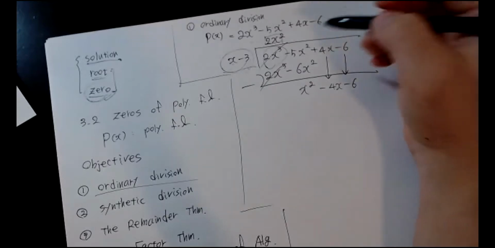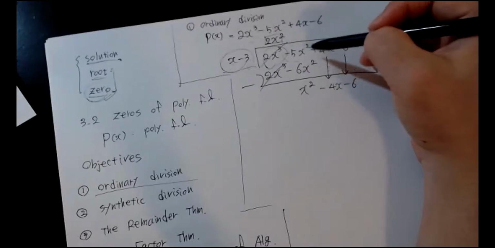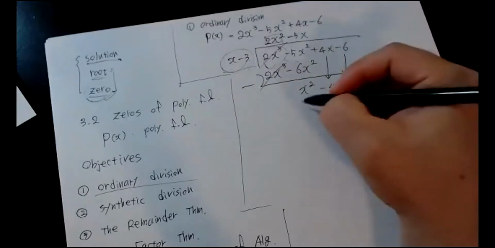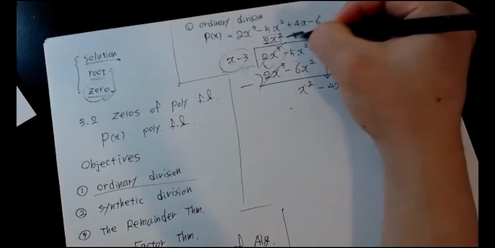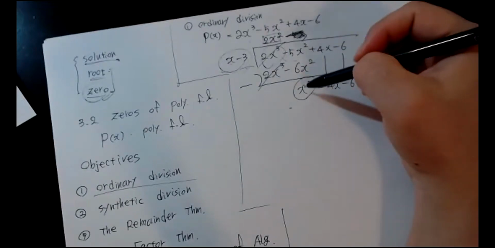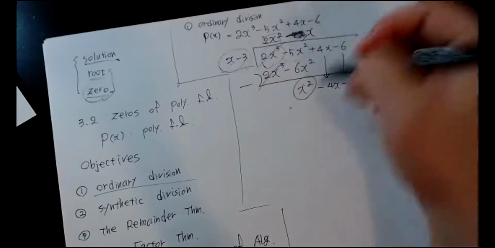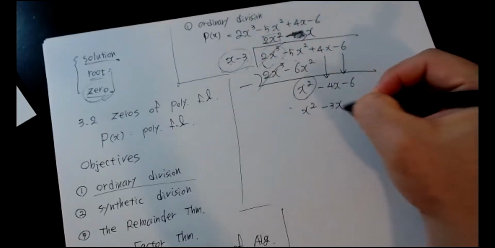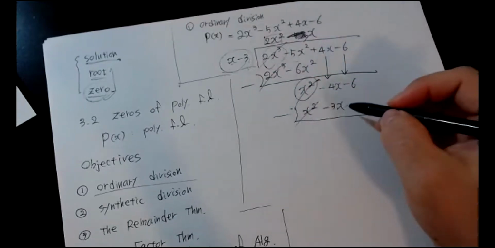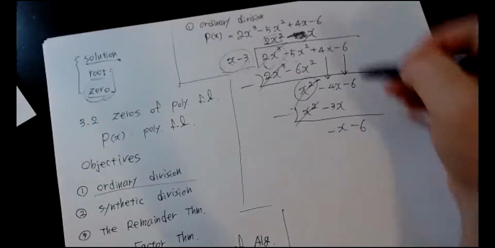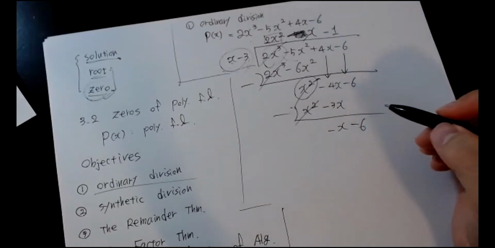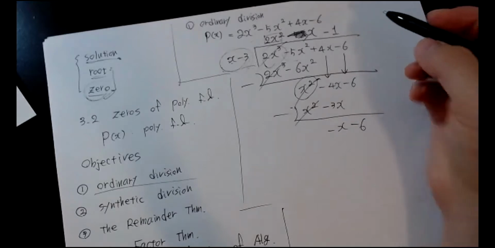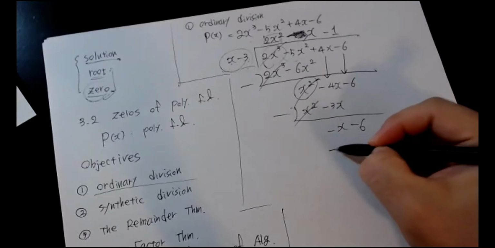Now we see the x squared. To get x squared from x, we need to multiply x by x. x times x is x squared. Negative 3 times x is negative 3x. Subtract, and it's gone. So we get 7x minus 6.